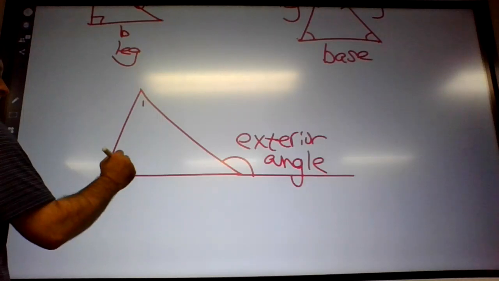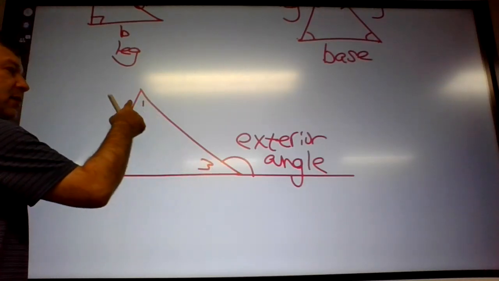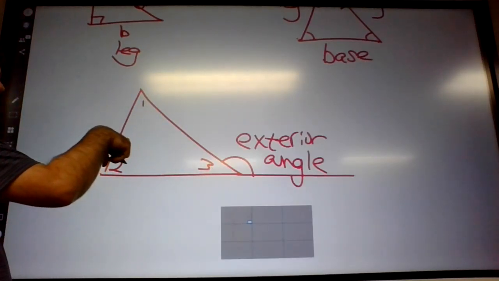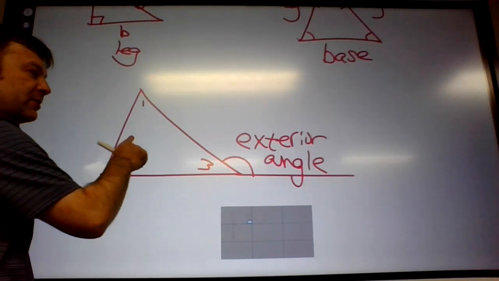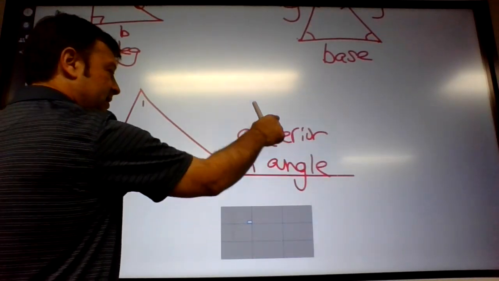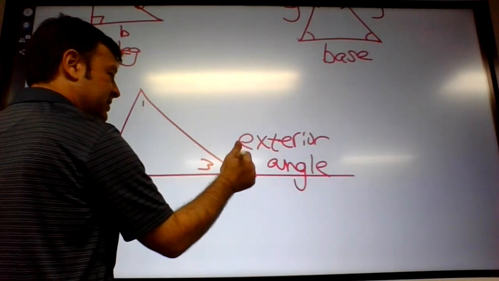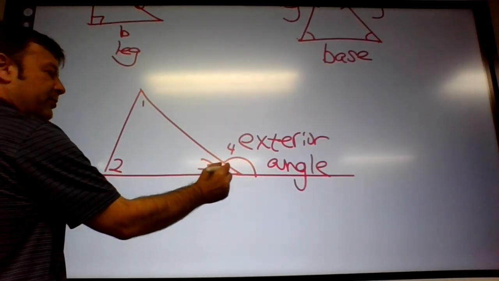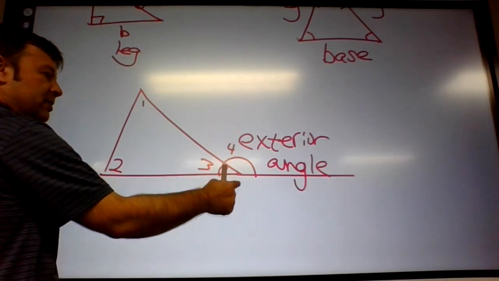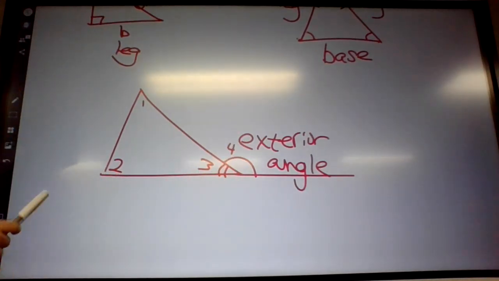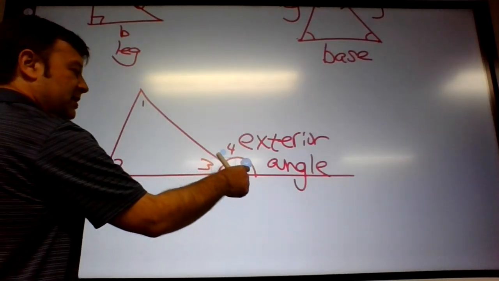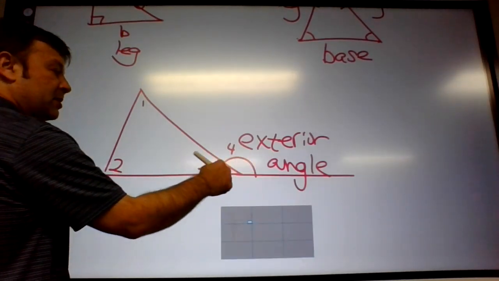So angles 1, 2, and 3 are interior angles, the angles of the triangle. They have to add up to 180, we know that, right? And then the angle outside here, we'll call it angle 4. What do I know about angle 3 and angle 4? They're a linear pair, which means they should add up to 180. They should be supplementary. These two should add up to 180 because they make a line together.